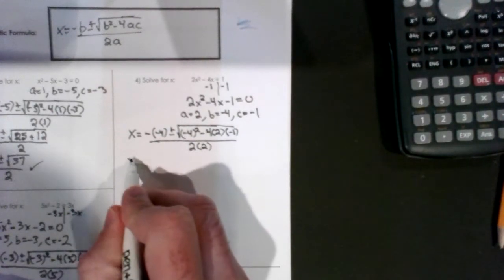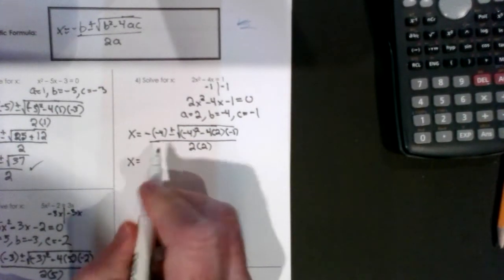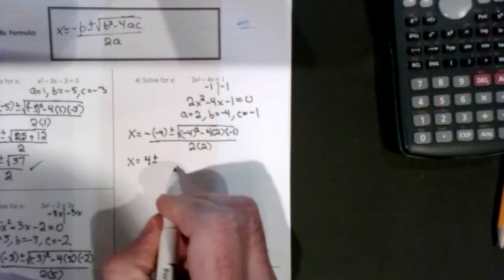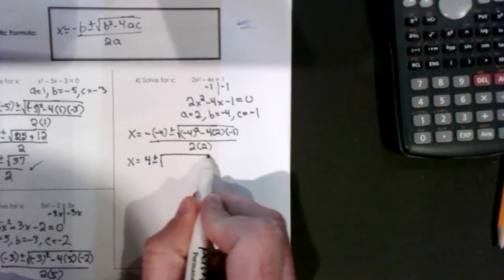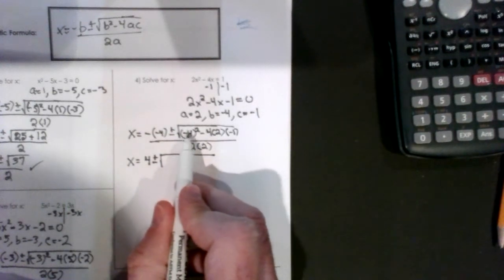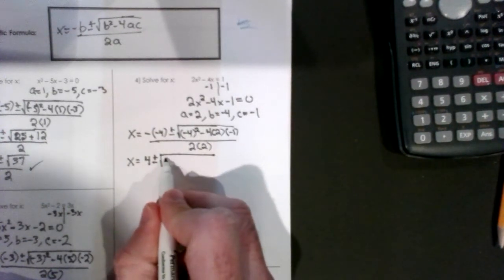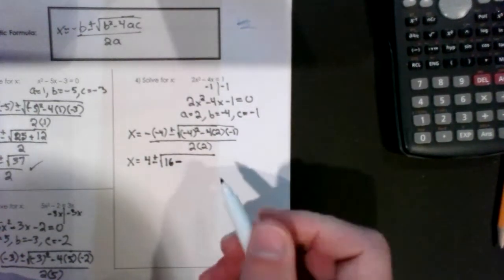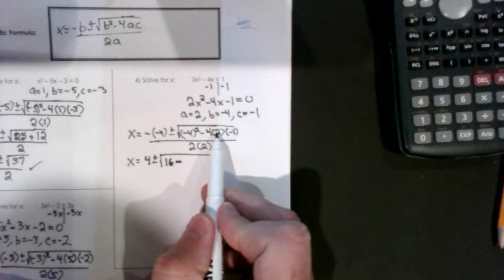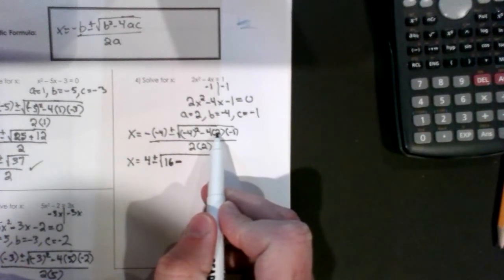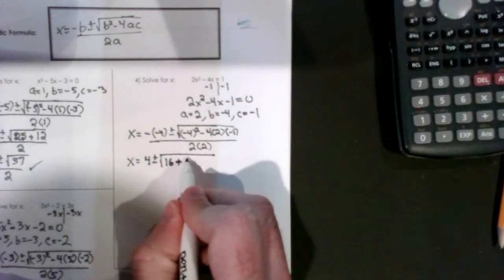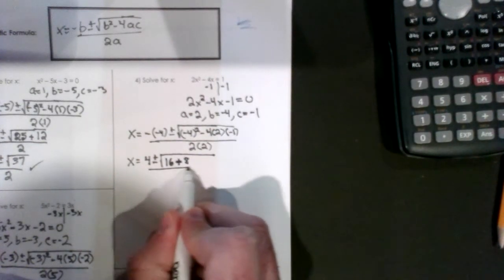So now we get negative 1 times negative 4 gives us a positive 4, plus or minus, we've got the square root. Negative 4 squared is going to be a positive 16. And right now I'll just start off with a negative sign, but I'm going to go negative 4 times 2. That gives me a negative 8. Negative 8 times negative 1 gives me a positive 8. All over 4.